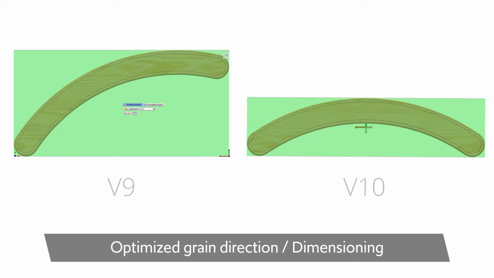In the 9th version of Woodwork, when the part had no right angle, the grain was set along the X coordinate. In the 10th version of Woodwork, we fit the part in the smallest bounding box and set the grain direction along its longest edge. This leads to more precise BOM results.